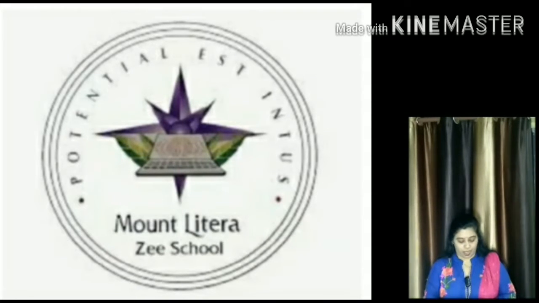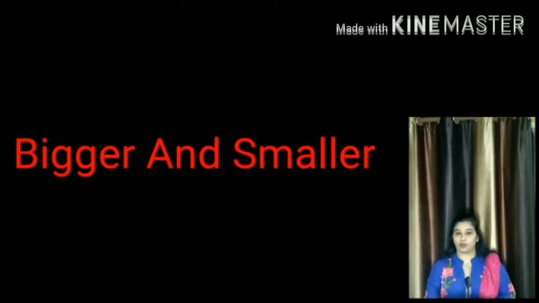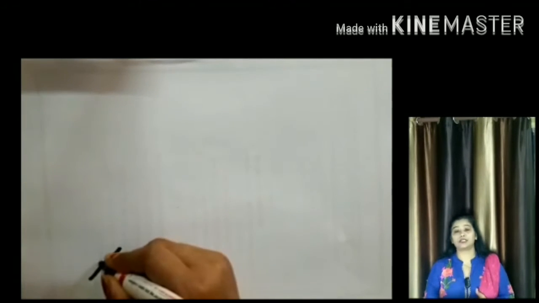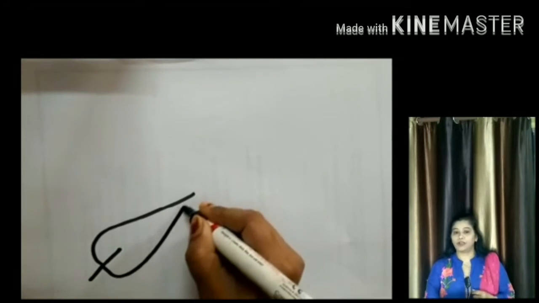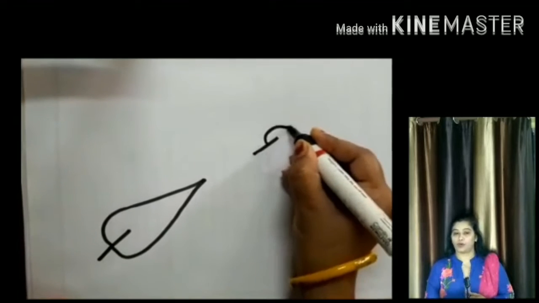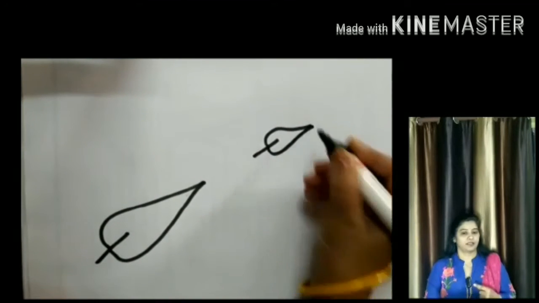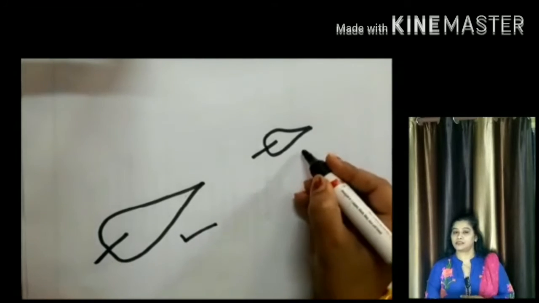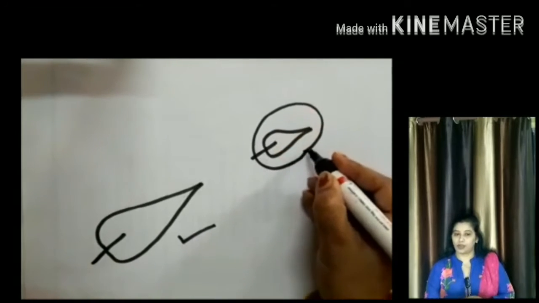Today I am going to discuss with you the topic bigger and smaller. Now in front of you I am going to draw some examples. Here are two leaves. Now you will tell me which one is big and which one is small. Yes, this leaf is big and the other one is small.